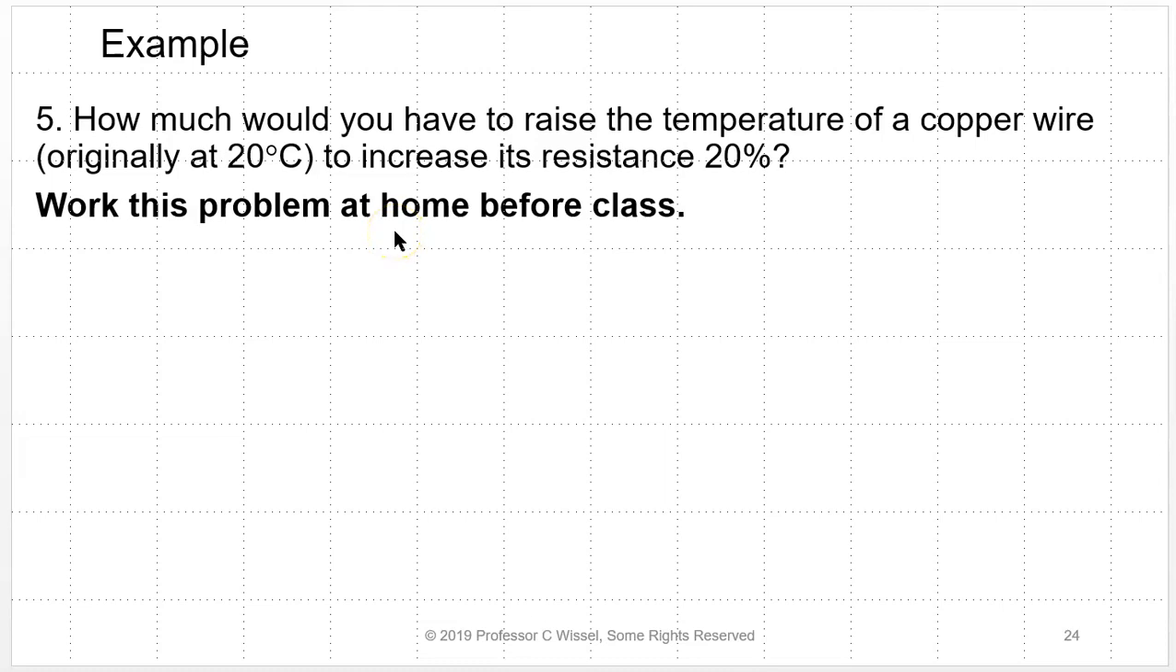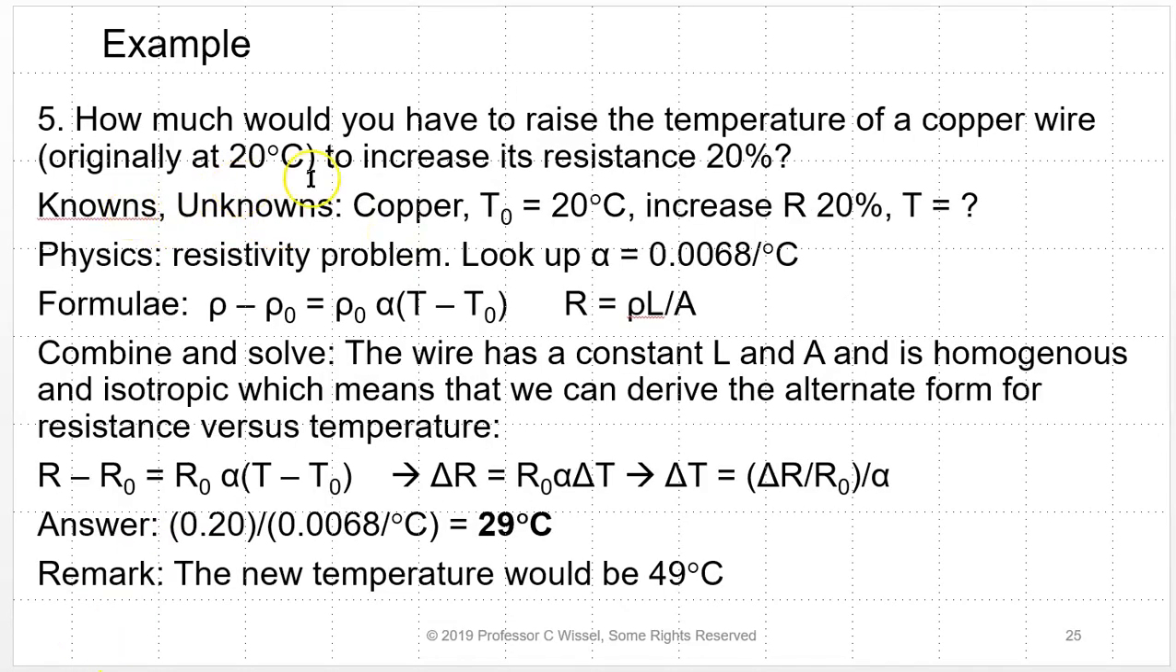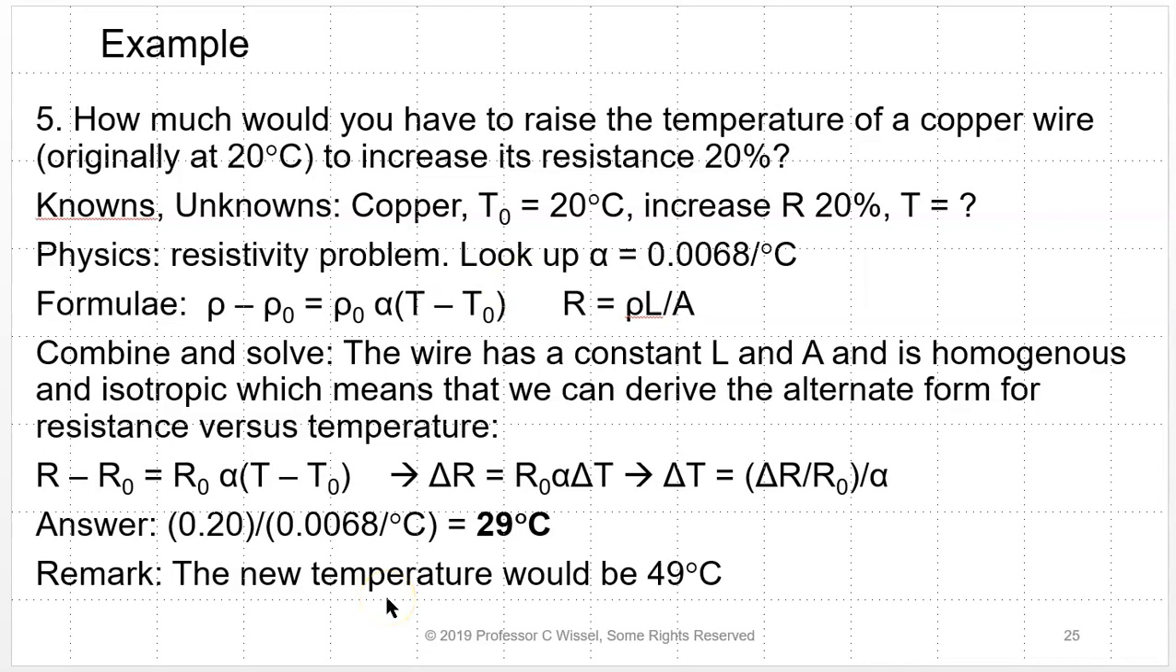How much would you have to raise the temperature of a copper wire, originally 20 degrees C, to increase its resistance 20%? So the knowns and unknowns of copper, T naught is 20 degrees C. We're going to increase the resistance 20%. What's the final temperature? The physics of this is a resistivity problem. You look up alpha for copper. It's 0.0068 per degree C. The formula is rho minus rho naught equals rho naught times alpha times the quantity T minus T naught, where resistance R is rho L over A. We can combine and solve this.